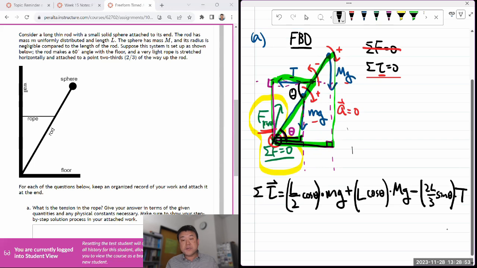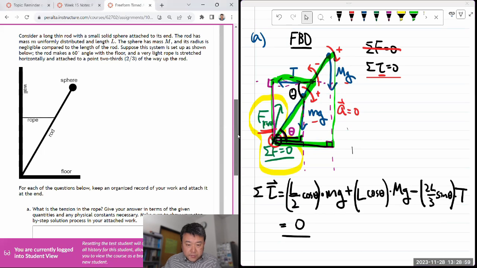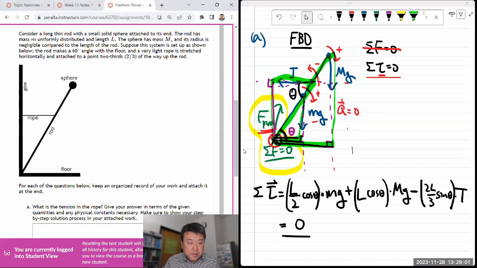And all of this, the sum of all the torque, should be equal to 0. That's what the question says. How am I doing on time? I might have to go quite a bit faster.